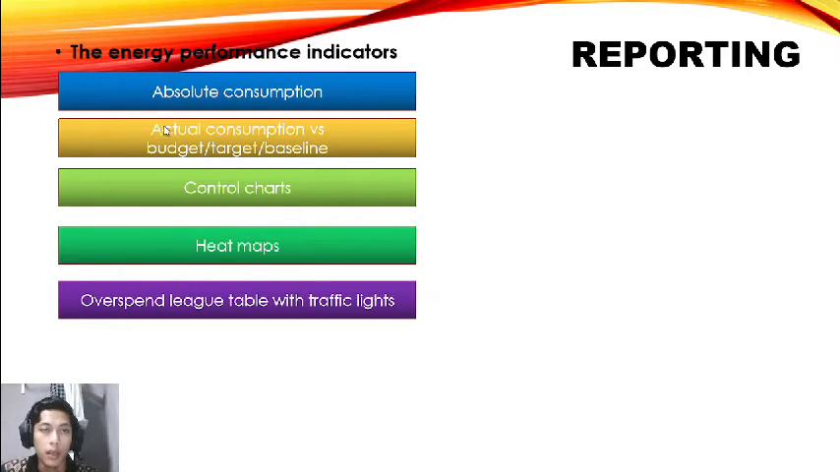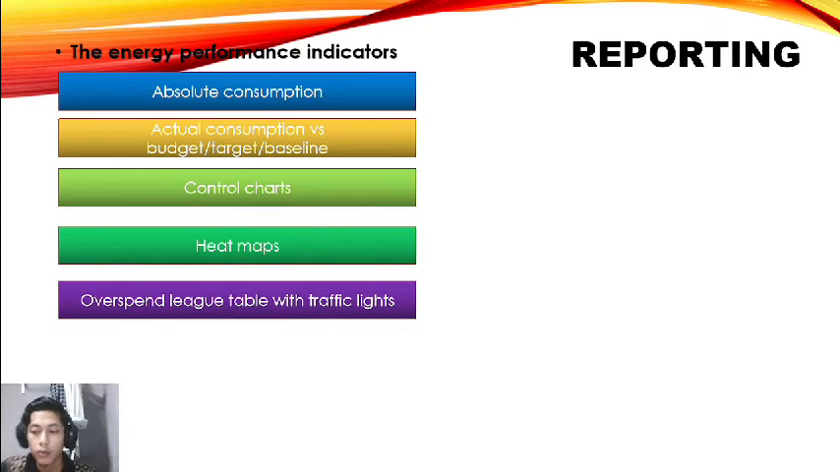So these are the five energy performance indicator formats. The first, absolute consumption. What is absolute consumption? This is the most basic format that we use in energy performance reporting. It is a graph of the absolute energy consumption versus time. Next is the actual consumption versus the budget, target and baseline. So the difference between the actual consumption versus the budget, target, baseline can be recorded and shown graphically.